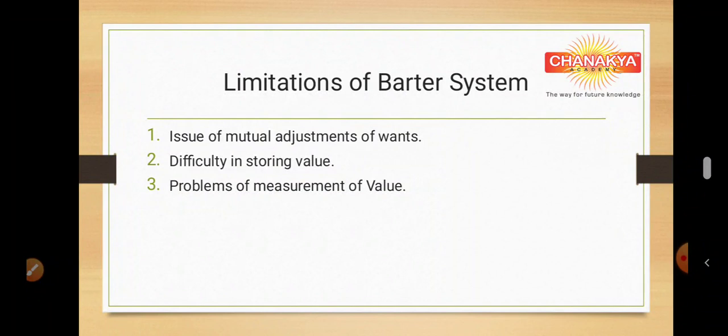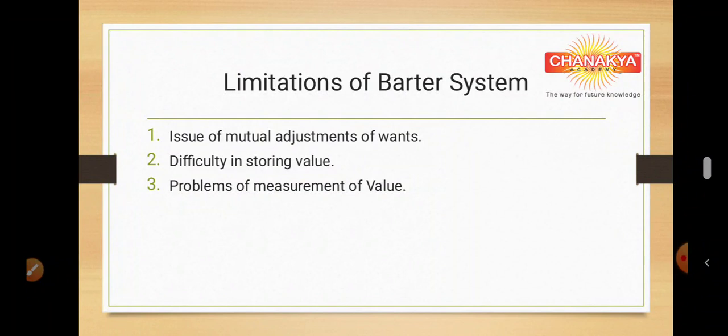Not possible. In the barter system there was a difficulty storing the value, storing the goods, as mostly they were either perishable or things that cannot be stored for a longer period of time. For example, a farmer may exchange wheat for a pair of shoes or a pair of clothes, but when productivity rises, he produces more wheat, there arises the problem of storing surplus wheat.